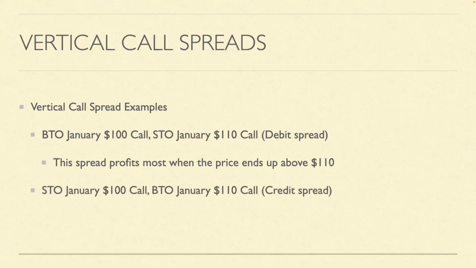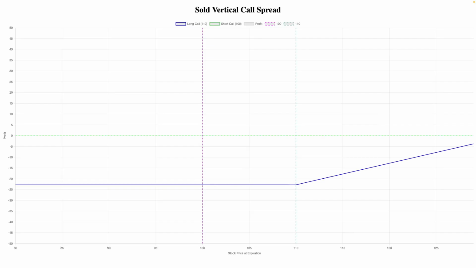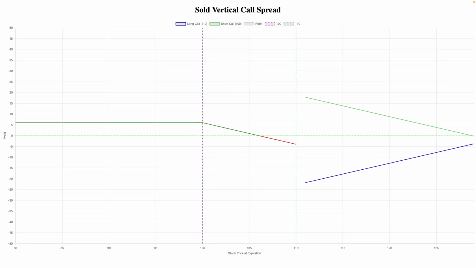Another example, sell to open a January $100 call and buy to open a January $110 call. This would be a credit spread. This spread profits most when the price ends up below $100, and that makes it a bear call spread. In this case, the most you can lose is the difference between the strike spread and the premium you receive to open the position. It's the opposite of the debit spread.